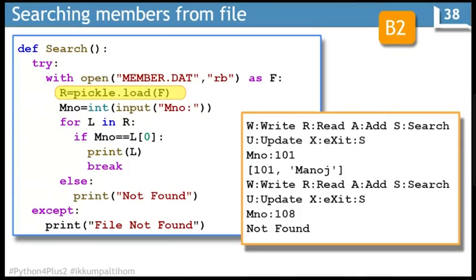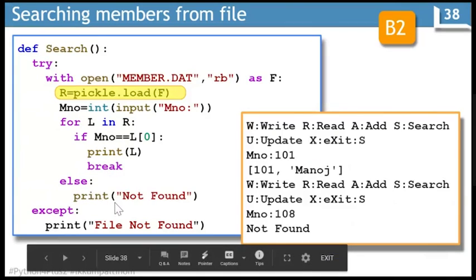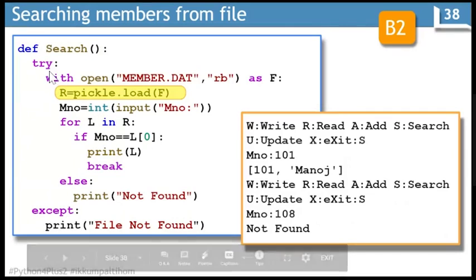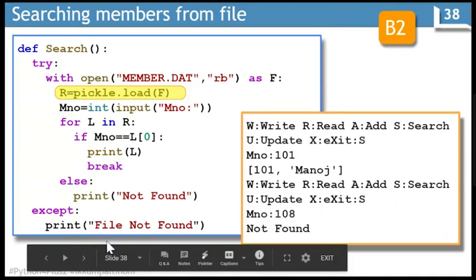So we already know that L0 is carrying MNO, so we are comparing it with the MNO the user is looking for. If it matches, we'll display the entire content. If in the entire loop it is not able to find any matching value, in that case this else will be executed, where it will display not found. So if at all file does not exist, it is going to show file not found.